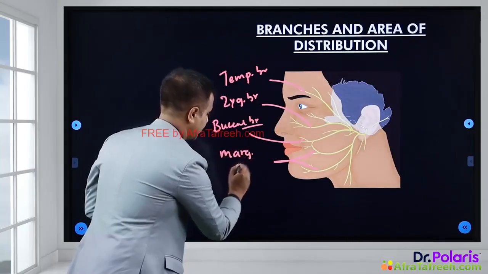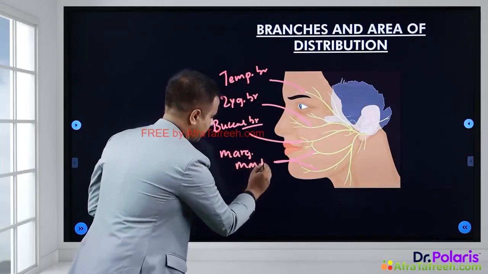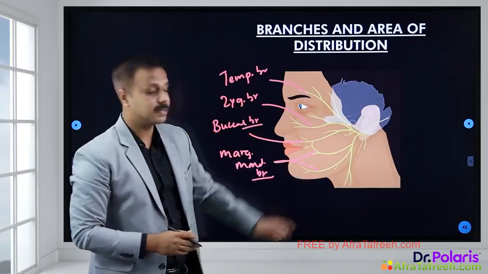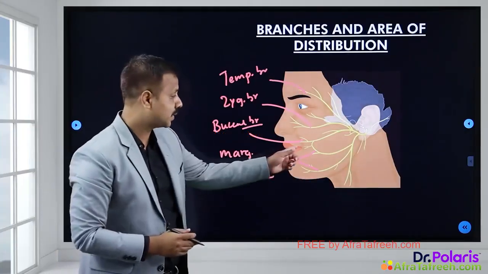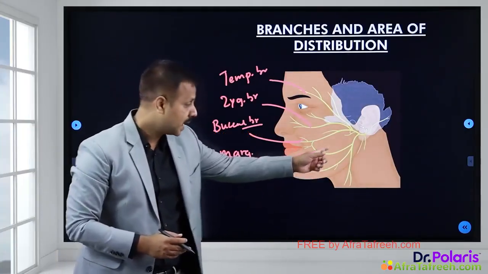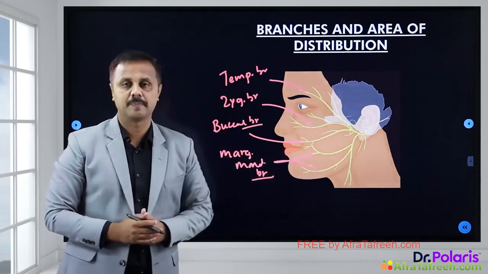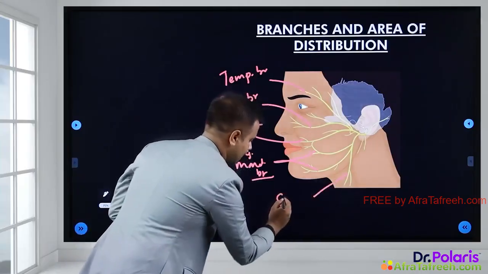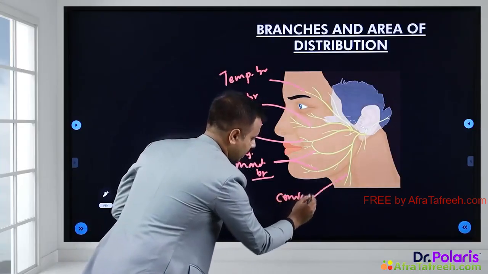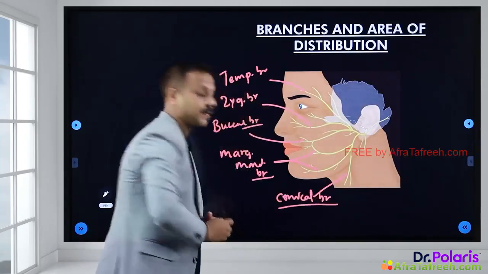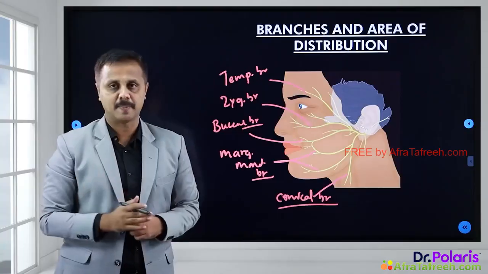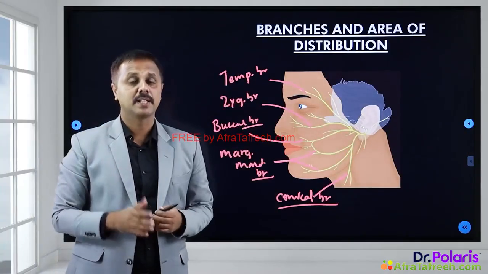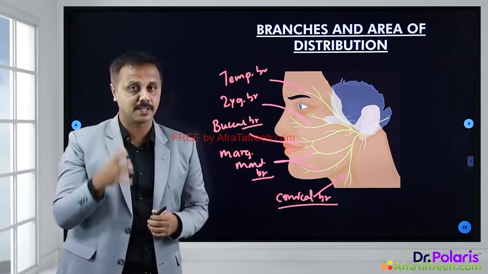So we have the marginal mandibular branch. What is the function of this? The marginal mandibular branches will supply the muscles around the corner of the mouth or angle of the mouth and muscles of the lower jaw. Right? Then the last branch is the cervical branch. And cervical branch supplies platysma. This is about the extracranial branches which are seen in the face, the 5 terminal branches.